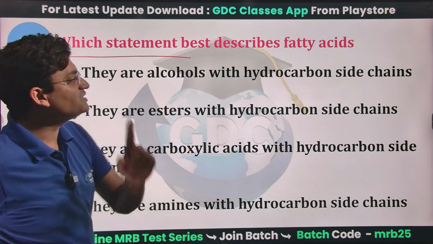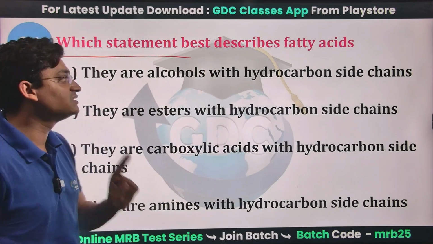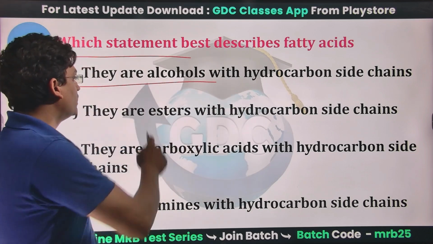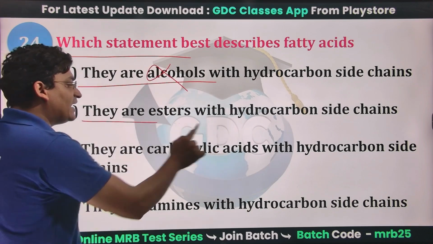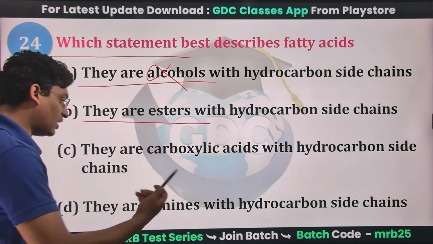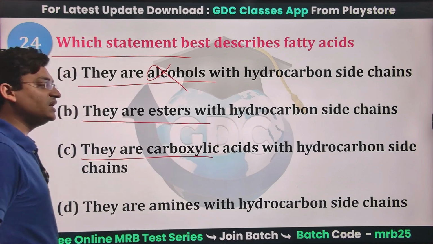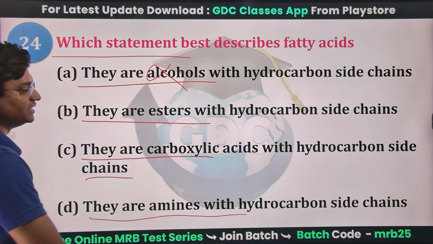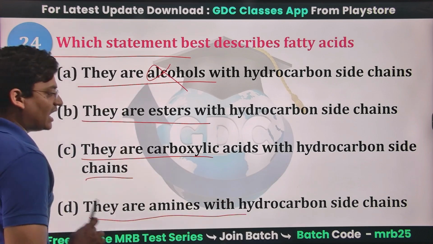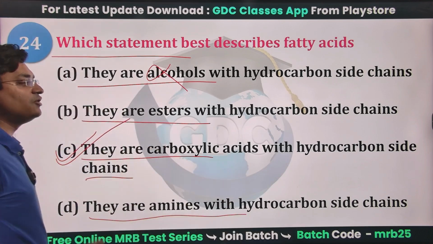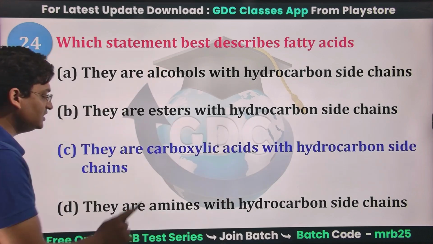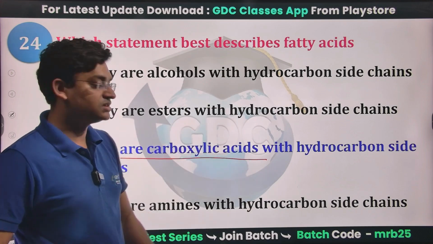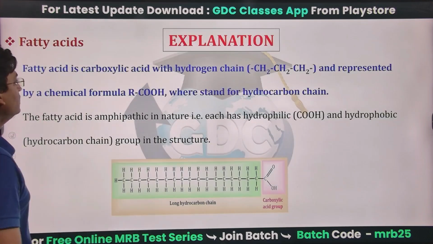Which statement best describes fatty acids? Are they alcohols with hydrocarbon side chains? No, not at all. They are esters with hydrocarbon side chains? All right, somehow correct. They are carboxylic acids with hydrocarbon side chains. They are amines with hydrocarbon side chains. So yes, basically they are carboxylic acids with hydrocarbon side chains. So this will be the most appropriate answer among all the given options. So yes, C is the right answer here.